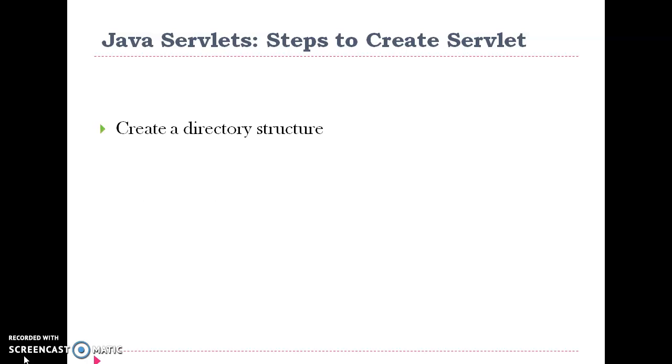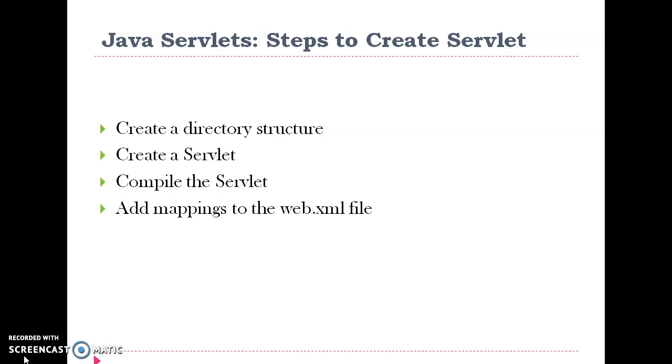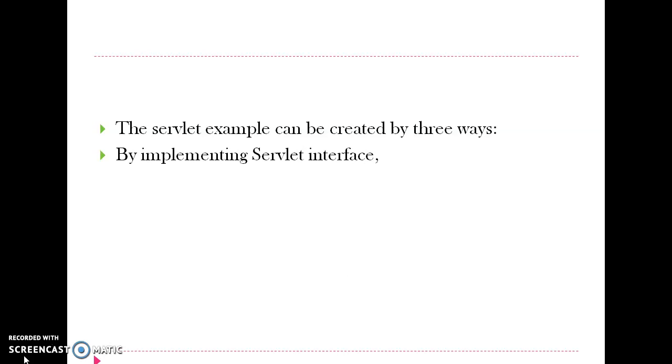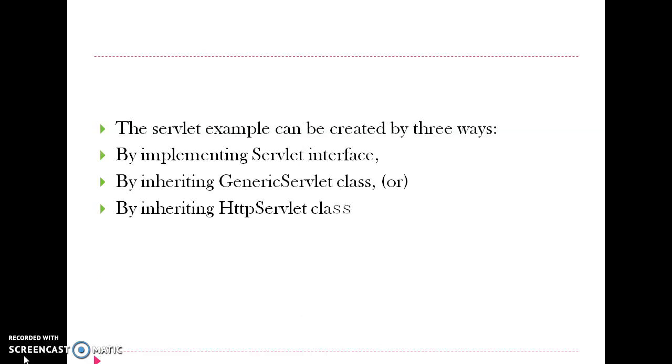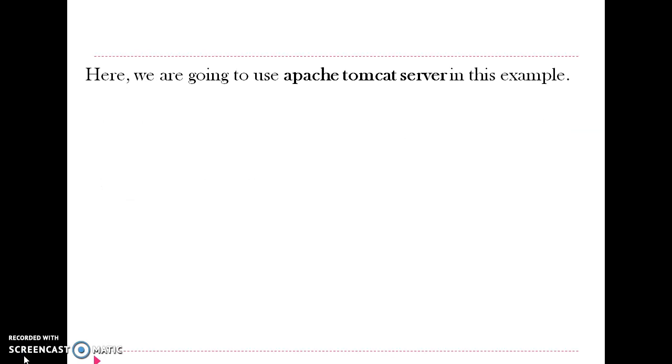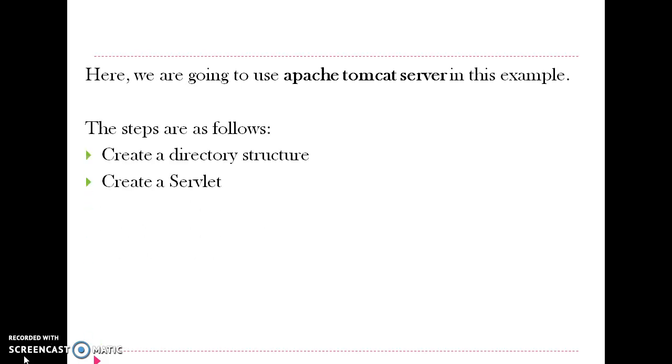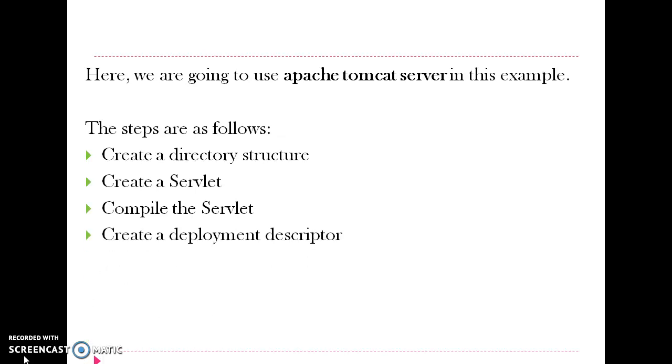Steps to create a Java servlet: create a directory structure, create a servlet, compile the servlet, add mappings to the web.xml file, start the server and deploy the project, access the servlet. The servlet example can be created in 3 ways: by implementing the servlet interface, by inheriting the GenericServlet class, or by inheriting the HttpServlet class. Here we are going to use the Apache Tomcat server in this example. The steps are: create a directory structure, create a servlet, compile the servlet, create a deployment descriptor, start the server and deploy the project, access the servlet.